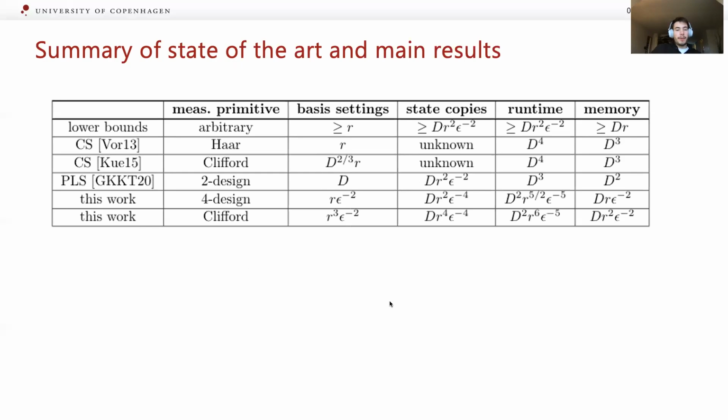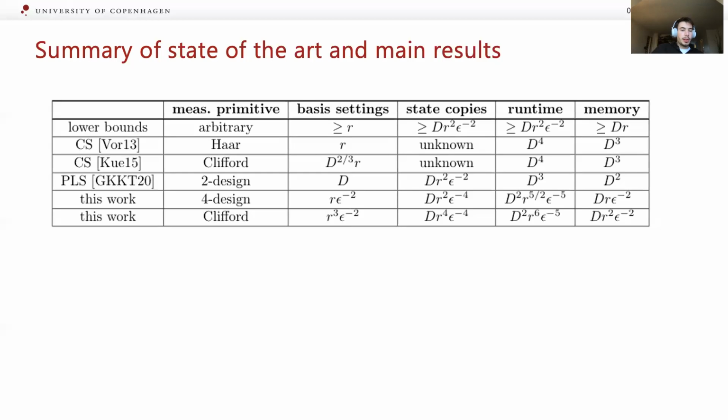So you do have other proposals, for instance compressed sensing methods, that can get away with R basis settings to recover a rank R state. However, it is unknown what the number of state copies is for you to get a recovery up to error epsilon, and the runtime and the memory you need are significantly higher than the lower bound tells you.